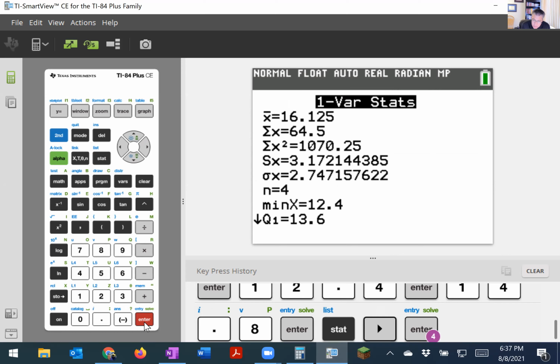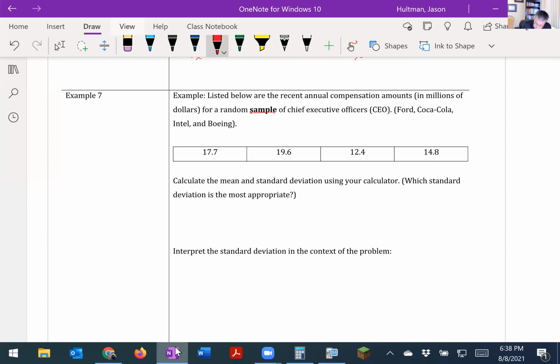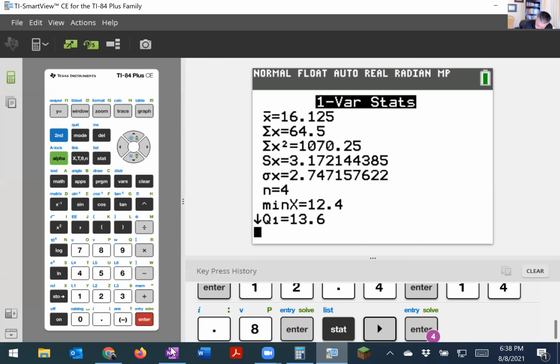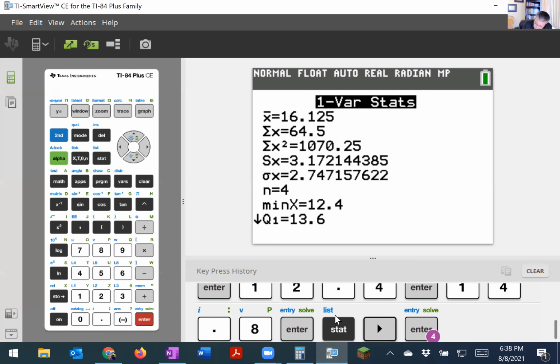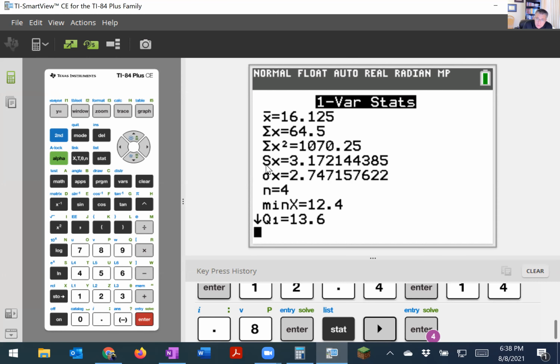And it tells me, what's my sample standard deviation? 3.17. The mean was 16.125. And the sample standard deviation, S sub x, is 3.17. So S sub x is 3.17.